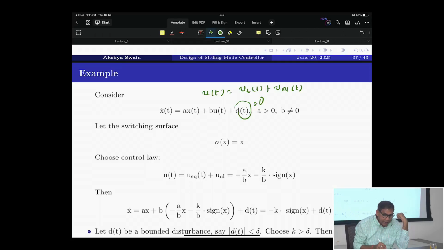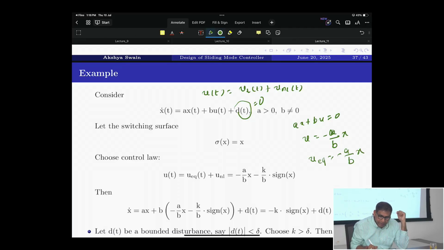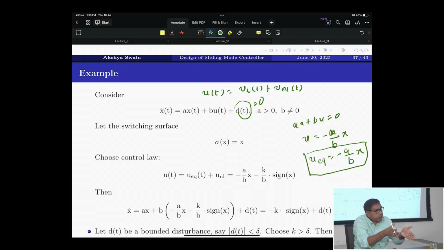Now, if I make dt is equal to 0, ax plus bu is equal to 0. So, u is equal to minus a by b into x. Clear? So, this is the part, u equivalent is equal to minus a by b x. First part. This is the control law which will keep the system in the sliding surface.